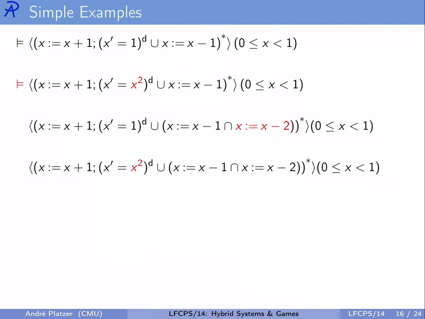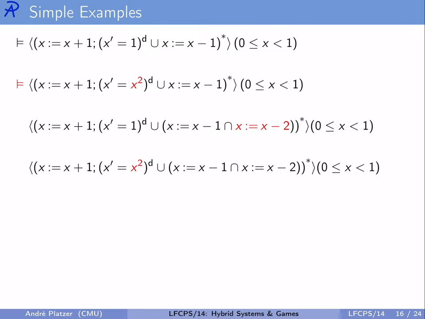Now, if you move to another example where on the right subgame, Demon still has a choice whether he would like to decrease the value by 1 or by 2, then the question is again, if we have the ordinary x prime equals 1 differential equation, does Angel have a winning strategy to make sure that her value is always between 0 and 1? What could possibly go wrong?